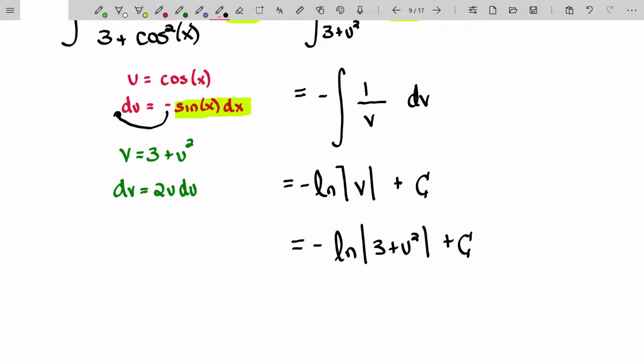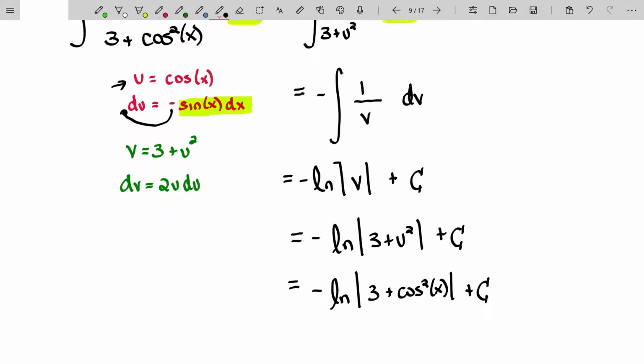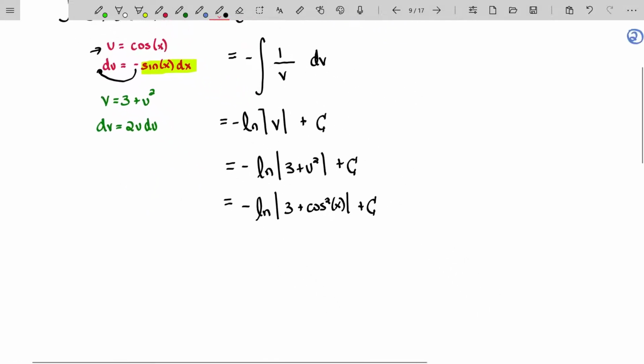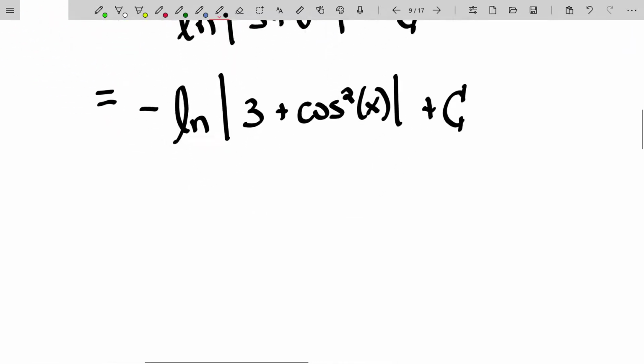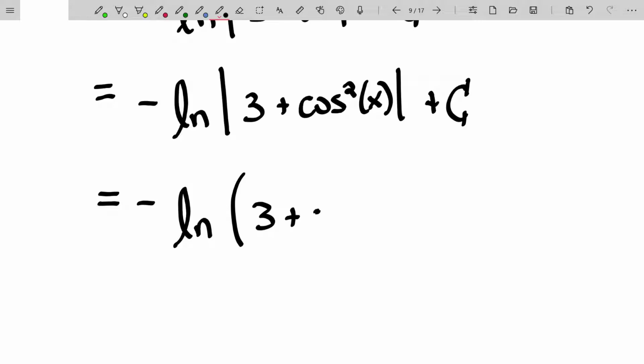Did you start this problem in the world of u's? No, you didn't. What is u? It's the cosine of x. So this is going to be the negative natural log absolute value of 3 plus the cosine squared of x, and absolute value plus c. A little side note, by the way, at the end here. 3 plus the cosine squared is always positive, so you don't need the absolute values in the end on this specific problem, so you could write this as the natural log of 3 plus cosine squared of x.